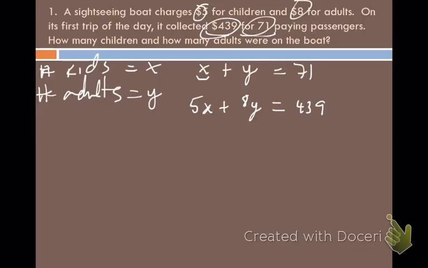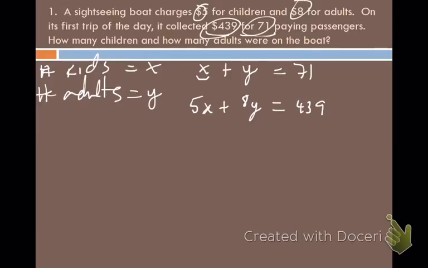And when I take the money from the kids and add to it the money from the adults, it's going to have to equal the total amount of money, which is $439. Okay? So there's where your two equations would come from and to solve your system. Now, to solve quickly, the x's and y's are lined up. Elimination might be easy enough for you to do.